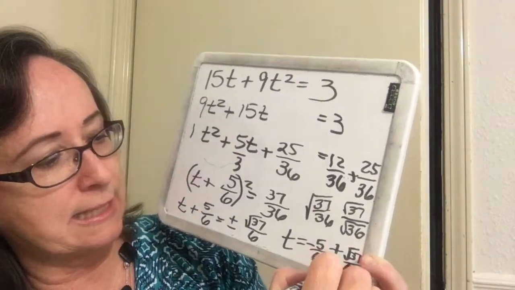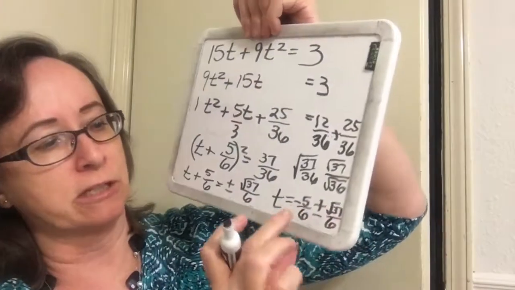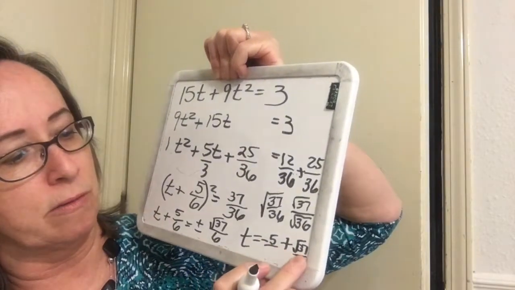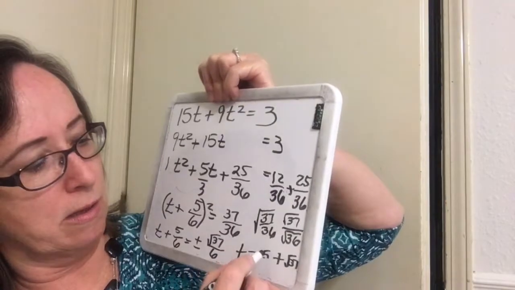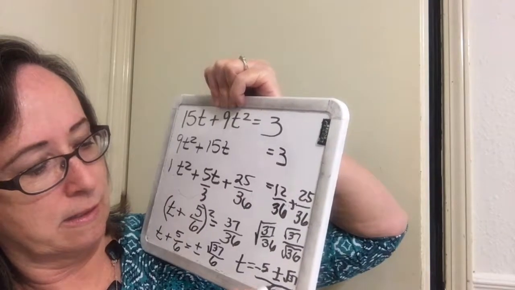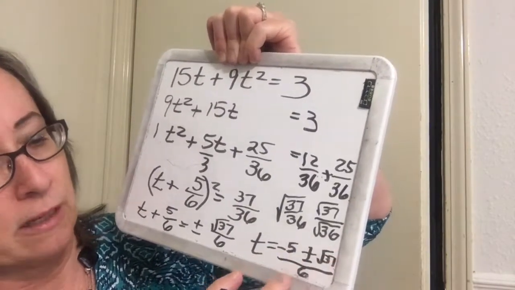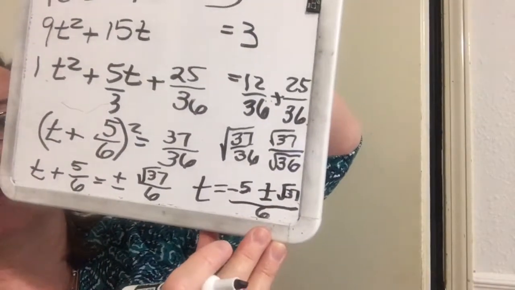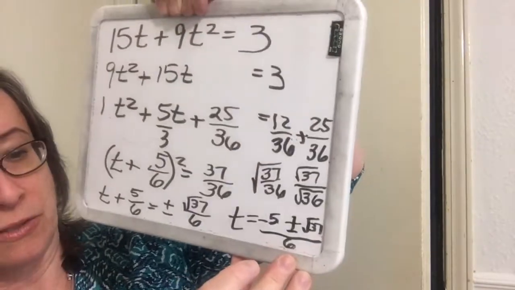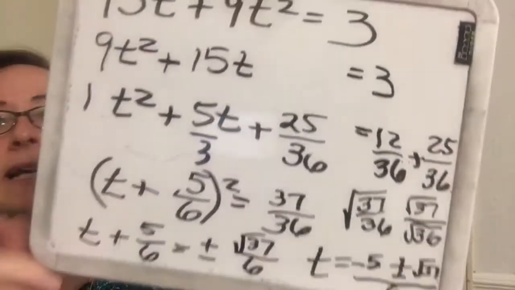over 6. Now, because both parts are real, can I write this as one expression? So instead of negative 5 over 6 plus or minus square root of 37 over 6, can I take them both and put them all over 6? Okay, so we end up with t is negative 5 plus or minus the square root of 37 over 6. And putting them all over 6 is okay because we do not have any complex answers. Everything is real. Negative 5 plus or minus the square root of 37 over 6.